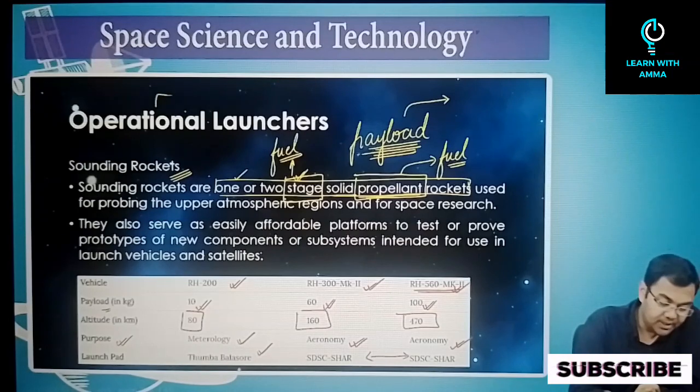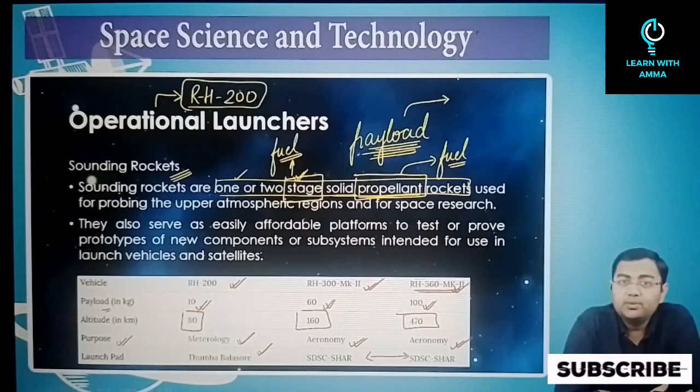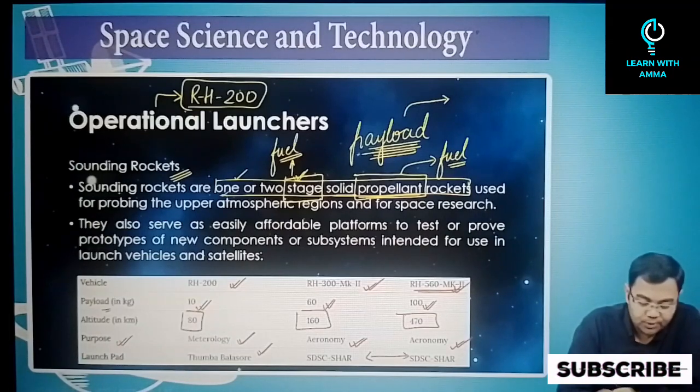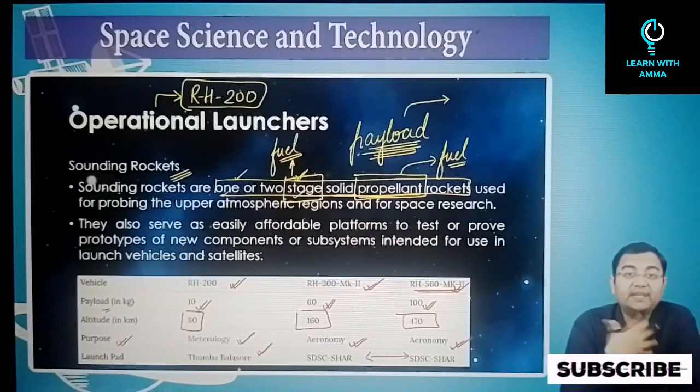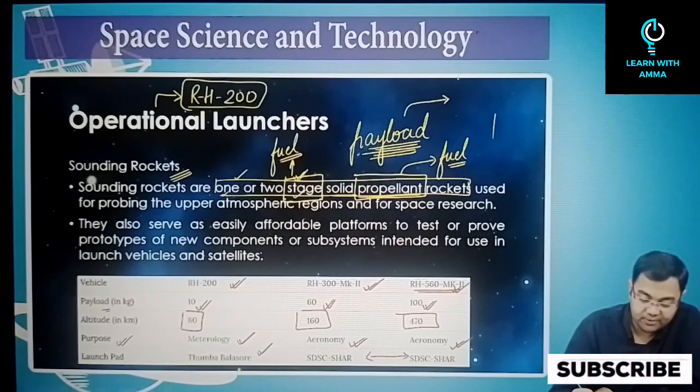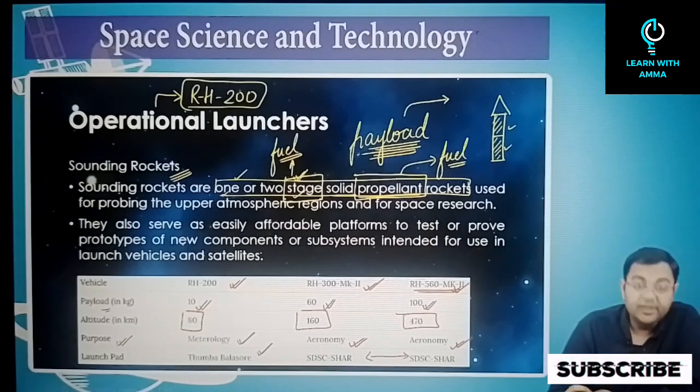Very recently, I'm sure that you have come across this news that RH200 was tested with a new kind of fuel. So basically we are talking about two stages in which the fuels are used. If this is the rocket, then you have the two stages like this. These are two compartments where you carry the solid fuel. Very recently it was in news that RH200 was tested with a new fuel.